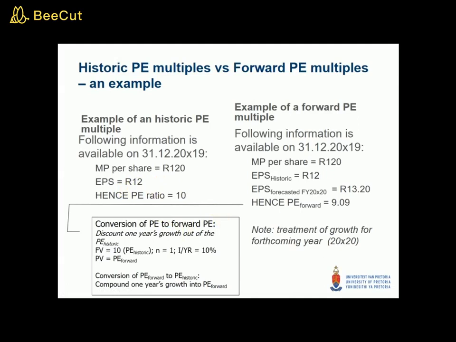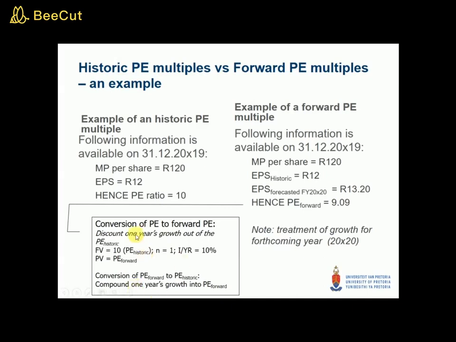Why? Because it's based on historical information. I'm now in the 2020 financial year. The question we now need to ask is, how do we calculate a forward price earnings multiple? So we've still got that same information at last year's end. We've got 120 as my market price. We've got the earnings per share historically at 12 Rand. And we have got my forecasted earnings for the financial year 2020 at 13 Rand 20. With this information, I now need to determine what my forward price earnings multiple is going to be.